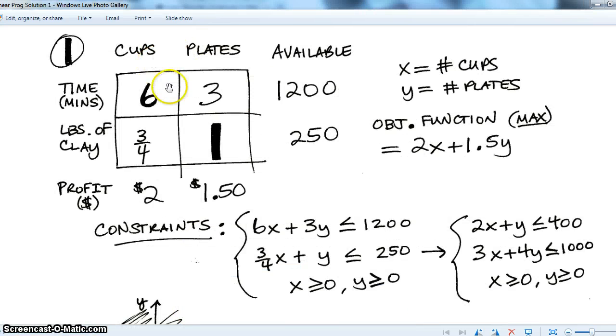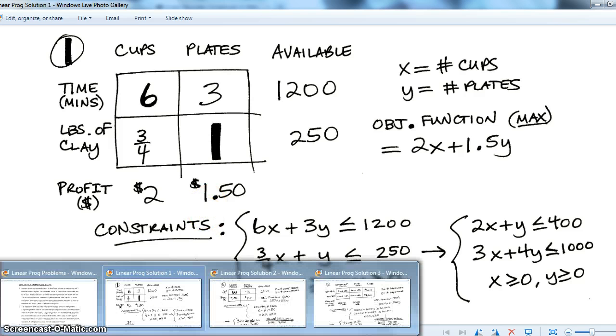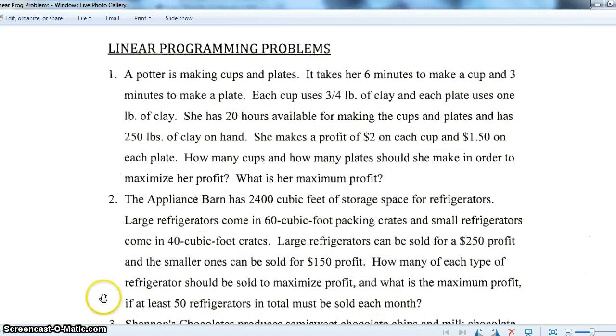We're organizing the information. There's cups and plates. Each of them take a certain amount of time to make in minutes and require a certain amount of pounds of clay. And in this case, we have a certain amount of time and total pounds of clay available. And then you have the profit from each of them. So what we're trying to do here is maximize the profit. So the question asks, how many cups and how many plates should we make in order to maximize the profit? What is the maximum profit?